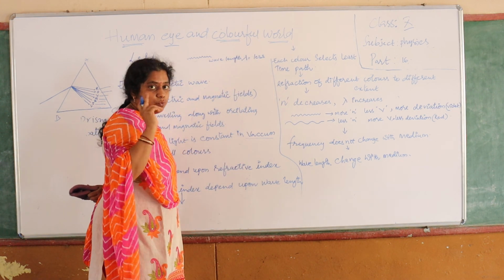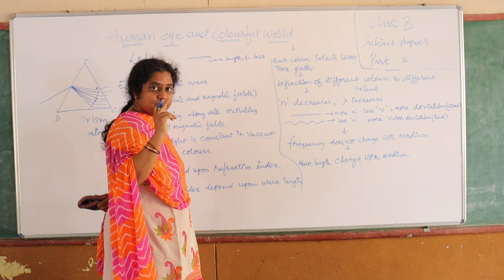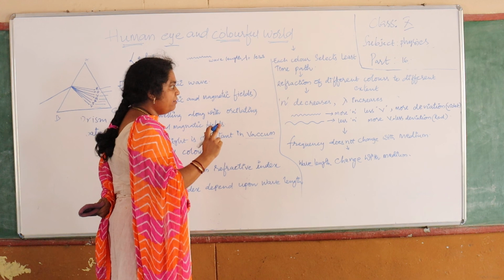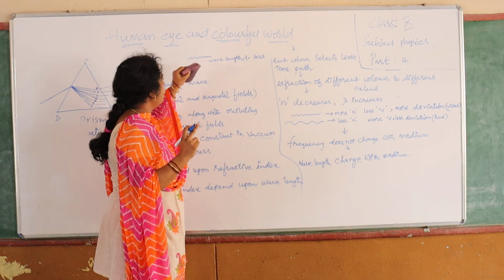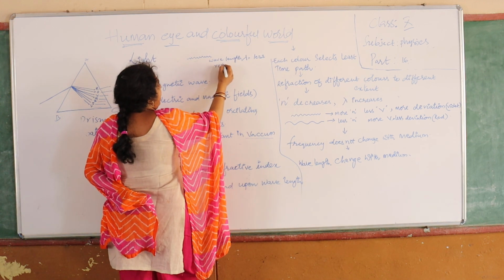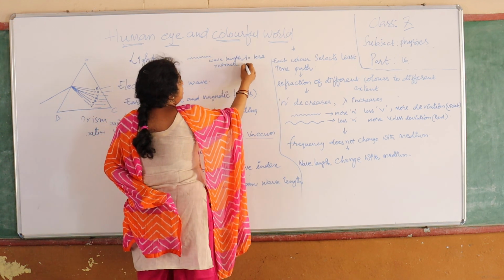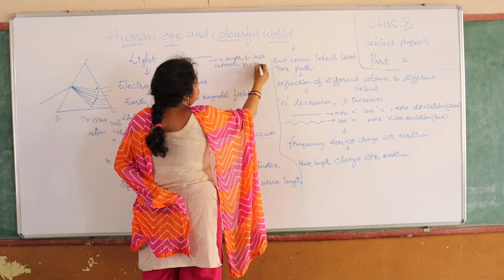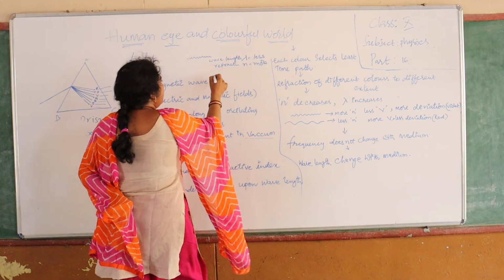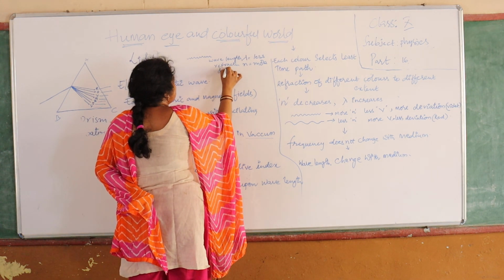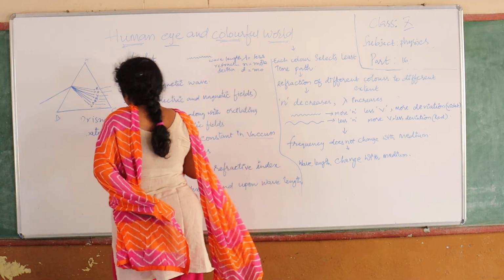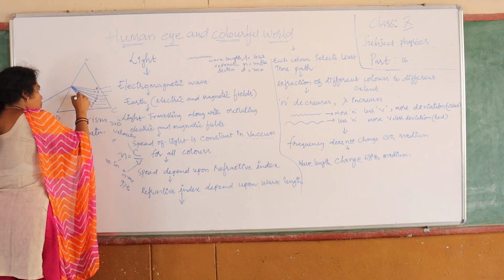Okay, the wavelength is very less. When the wavelength is less, what is more? The wavelength of the violet color is less, and its refractive index, n, is more. Refractive index is more, and the deviation D is also more. That means the violet color will bend more.